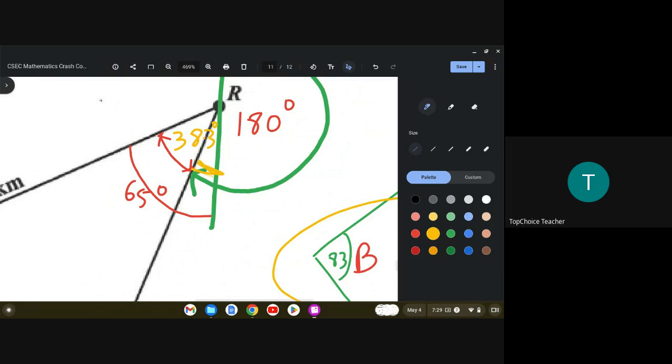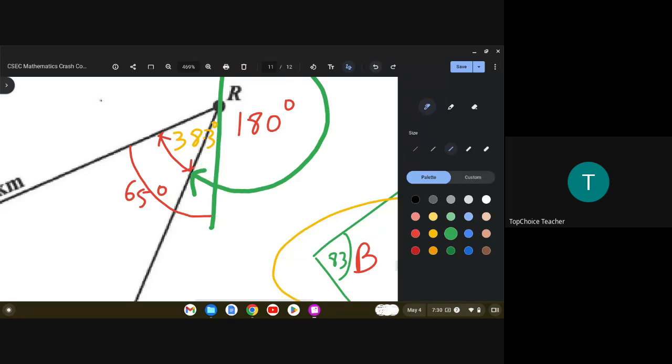Can we find this missing portion now? Yes. What would it be? The missing portion is going to be 65, take away the angle we just found. What would that give us? 26.7. 26.7, right?